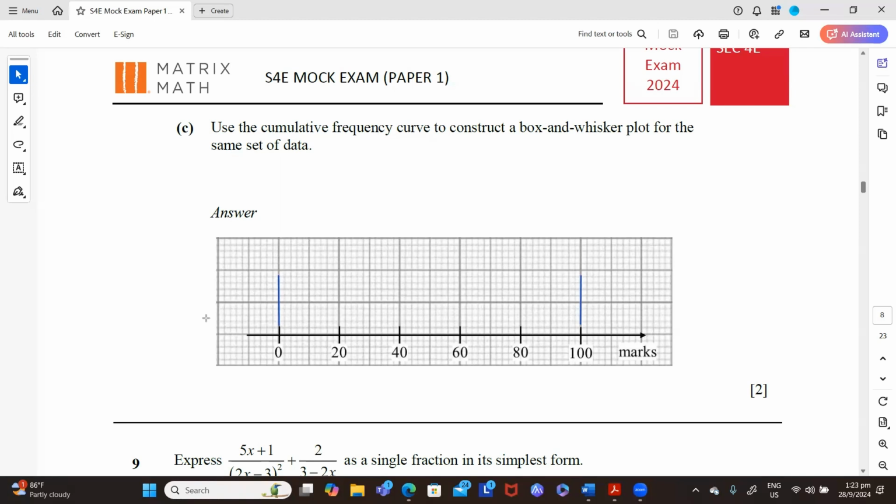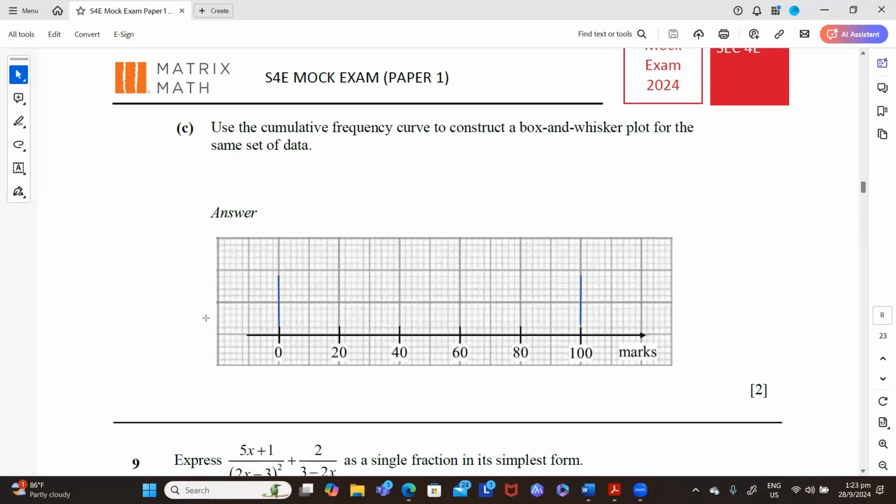Okay, next, so the box and whisker, inside the box, there are 3 lines. The one on the most left will tell you the lower quartile. The one on the extreme right will tell you the upper quartile. And there's a line in the middle, right? That is your median, okay?